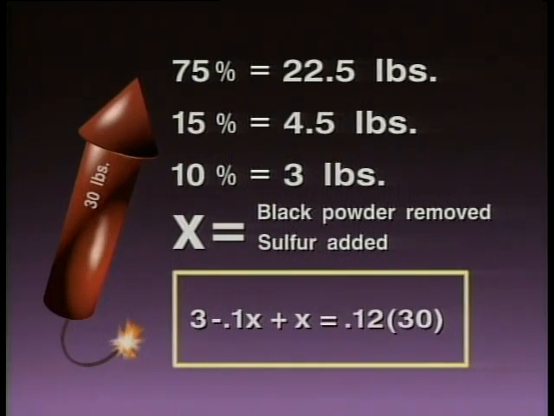Now we can use the rules of algebra to solve our equation. First, we can multiply to remove the parentheses. Now, combine like terms. Get the variable on one side, multiply by 10 to get rid of the decimals, and finally, divide both sides by 9 and simplify the resulting fraction.